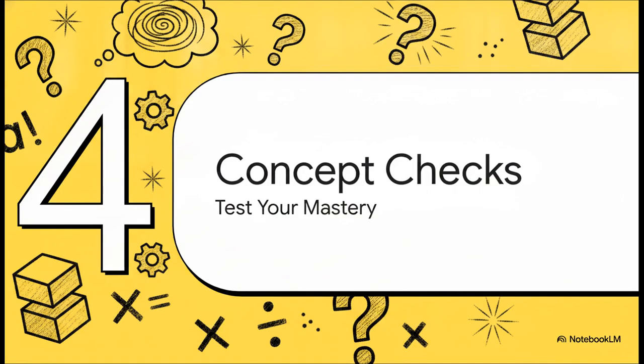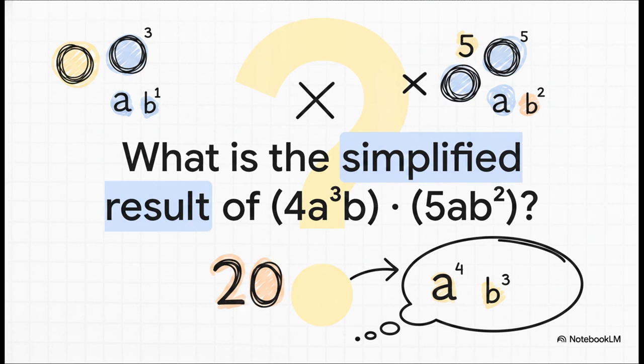All right, moving to Section 4, Concept Checks and Recap. Let's see how well you've mastered the rulebook so far. Try solving this first one entirely in your head. What is the simplified result of multiplying 4a cubed b by 5ab squared? Remember those 3 steps we talked about. Group the coefficients, group the similar variables, and then apply the product rule. I'll give you a second to compute it.